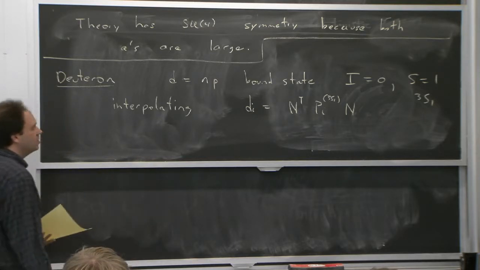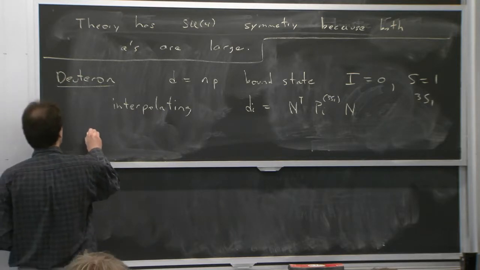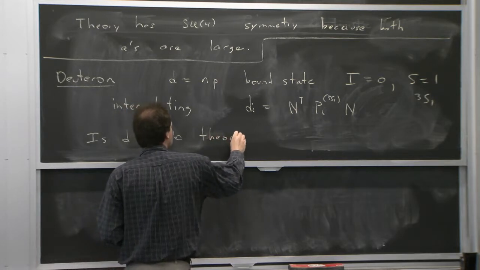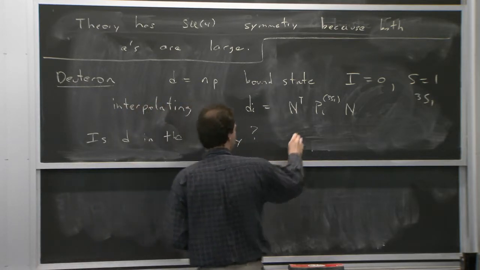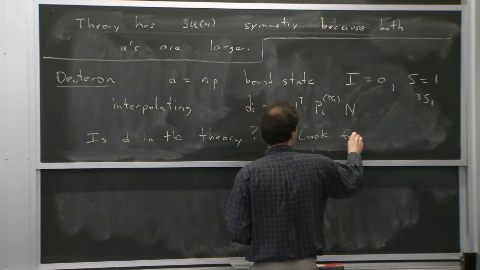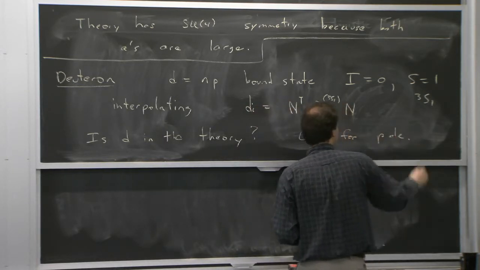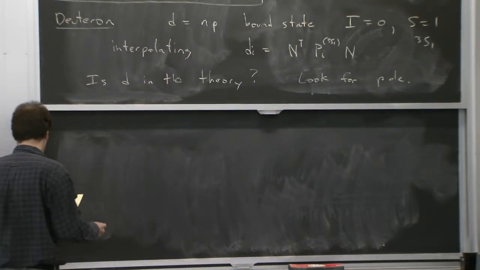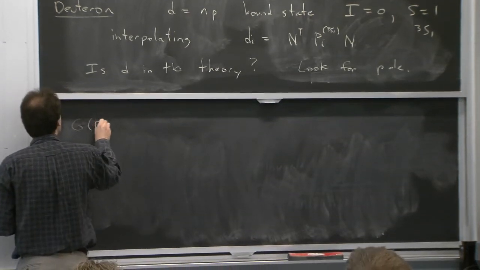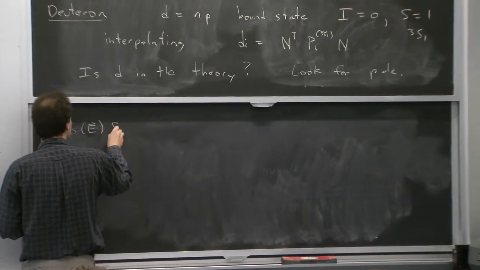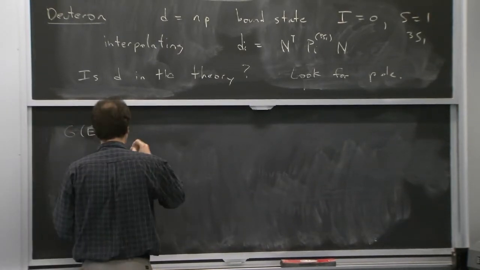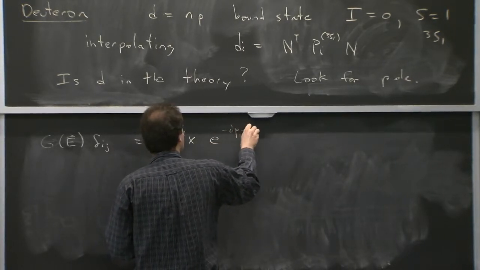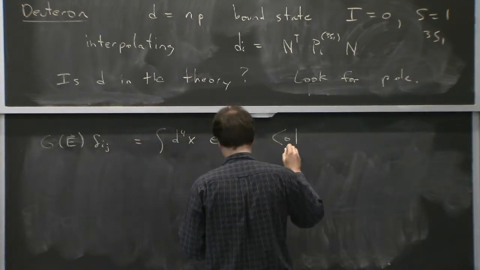And then you can ask the question, is the deuteron in the theory? To answer that question, you can just look for the pole that would correspond to that state. The advantage of this theory is that we can look for that pole analytically. So let's do that. I'll write down a Green's function for the two-particle state, which is just the time-ordered product of two of these interpolating fields.